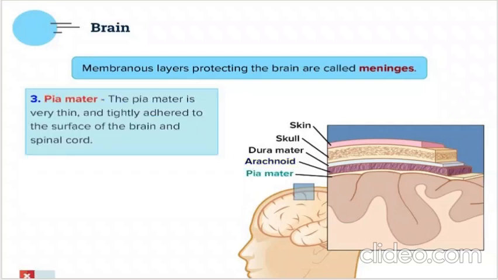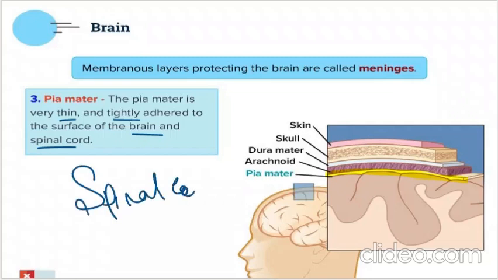Next is the pia mater. The pia mater is very thin and tightly adhered to the surface of the brain and spinal cord; it is totally stuck to it. Here you can see the yellow part I've highlighted, that is the pia mater. It is present in the spinal cord as well as the brain, super tightly fixed.